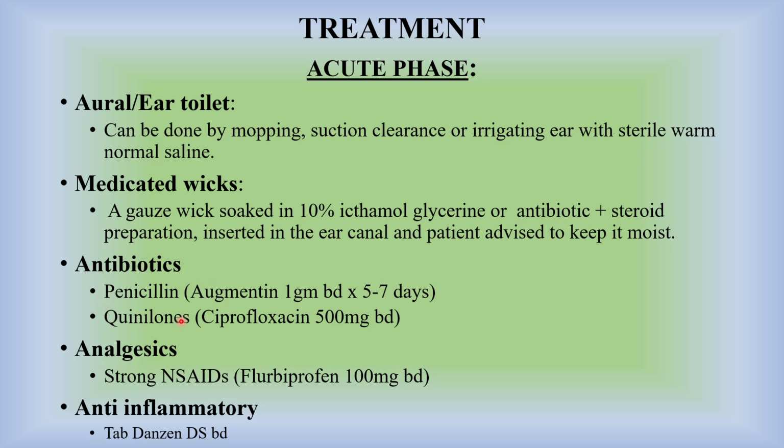Oral antibiotics, you can start with penicillin. The most commonly prescribed drug is Augmentin, which can be given 1 gram twice a day for 5 to 7 days, or the fluoroquinolones, ciprofloxacin or moxifloxacin, you can prescribe. Analgesics, flurbiprofen, naproxen, diclofenac, all depends upon the condition of the pain. And anti-inflammatory, Denzen DS, which is serratiopeptidase enzymes, 20 mg twice a day for 5 to 10 days, has to be prescribed.